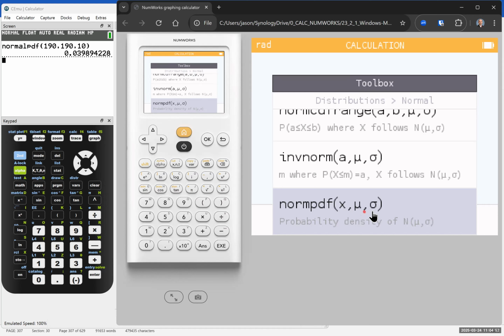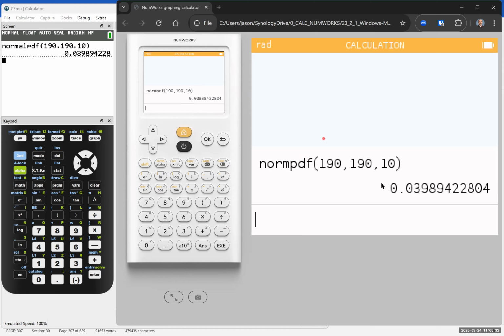So let me click OK. And then I'm going to put 190, 190, 10, right parentheses. And if I click execute, it's 0.0399. All right. So same answer. And what we did is we put in the information for our distribution, which was a mean of 190 and a standard deviation of 10.